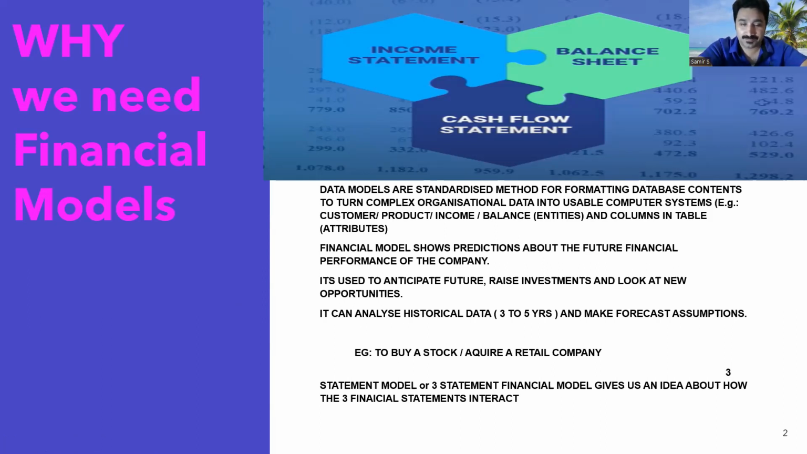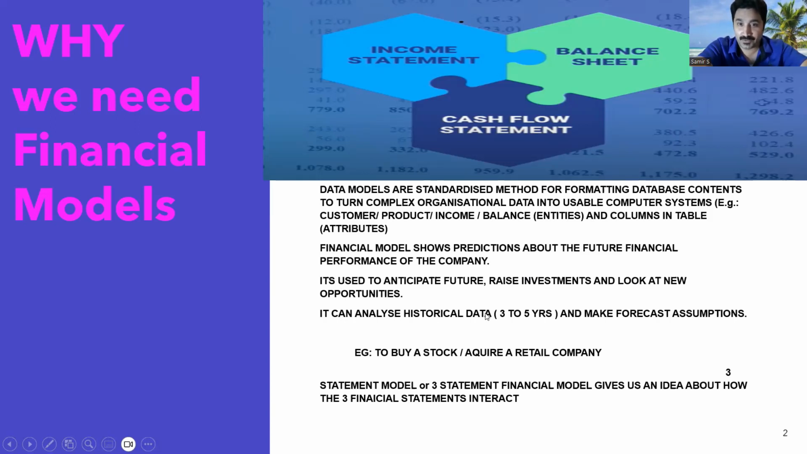Now let's get into the next one. After we covered data model, now we want to know what is a financial model. A financial model shows predictions about the future financial performance of a company. So it predicts the future. How can it predict the future? Based on historic data. It's used to anticipate the future, raise investments, and look at new opportunities. So why are we anticipating the future? To raise investments and also to look at new opportunities.